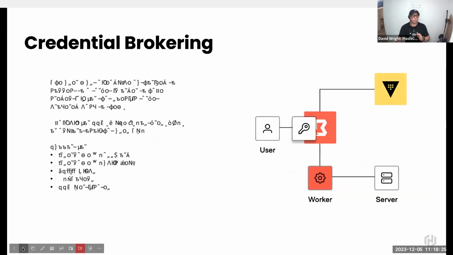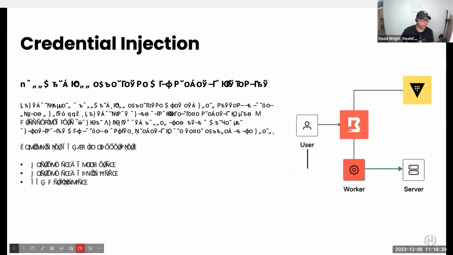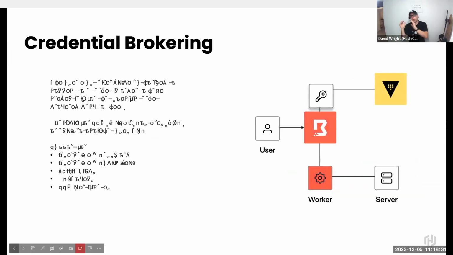So what we're talking about, we'll go through with the diagrams. There are two elements around this. The first is credential brokering. In our scenario around how we get users and credentials to those endpoints, the first is credential brokering.